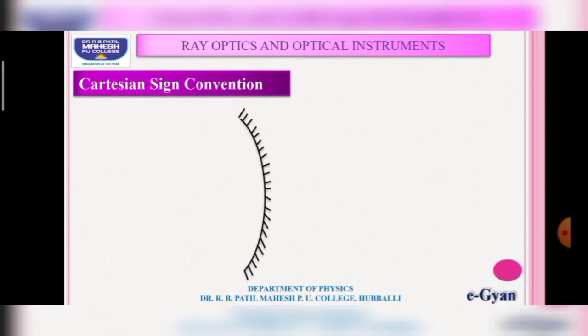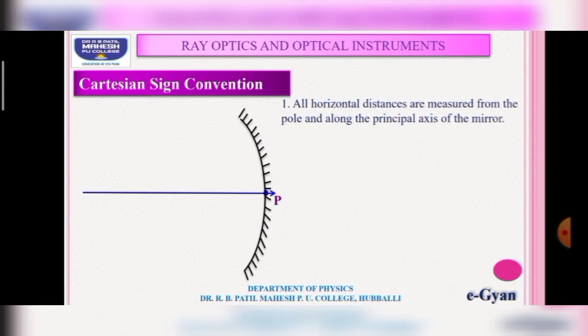For this I am considering a concave mirror, and the line passing through the center and pole is called the principal axis. Here all the horizontal distances are measured from the pole and along the principal axis of the mirror. That means for all horizontal distances, the pole P is the initial point. This is the first point you should remember.